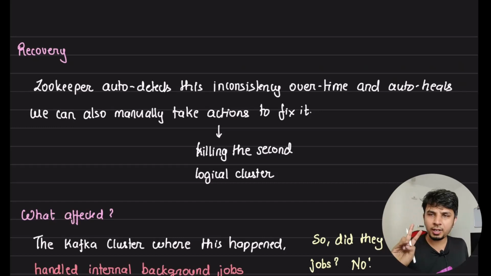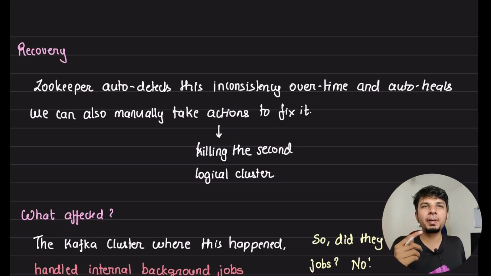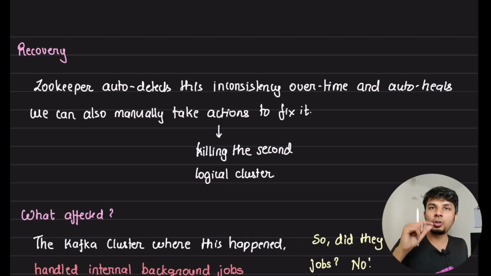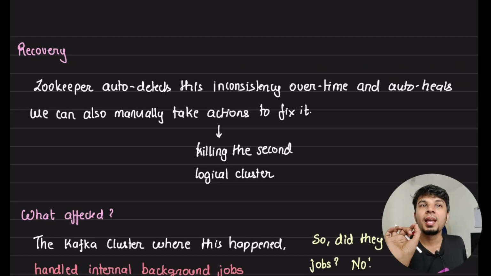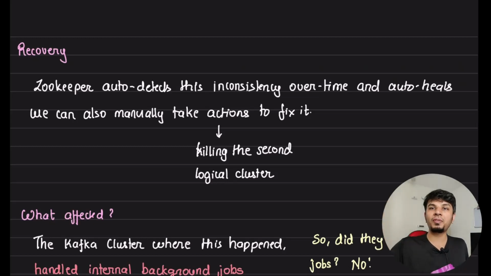So there are two ways to do it. Zookeeper does a periodic cleanup, not really a cleanup, but basically a periodic heal if it requires to do so. So Zookeeper can auto detect this inconsistency over time, and it can auto heal, quite possible, right? But it takes some time to do this. So instead, if you don't want to wait for that long, you can manually take actions to fix it.